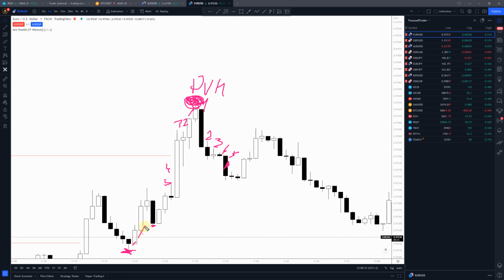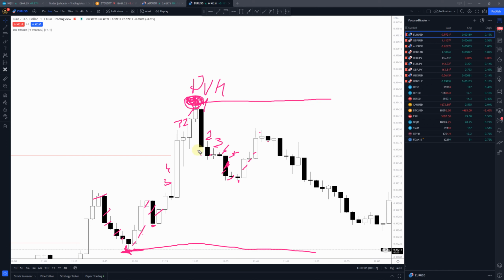We got 1, 2, 3, 4, 5 and 1, 2, 3, 4, 5. So this is our structure point. This is a structure point, and I think that this is also a structure point. 1, 2, 3, 4, 5. So this is a structure, and there wasn't a break of structure. This low was not taken, so no break of structure happened, right?